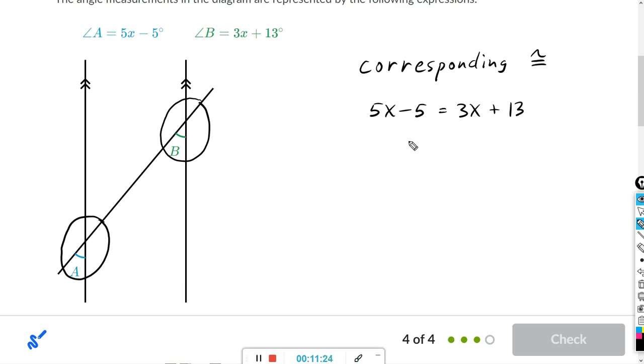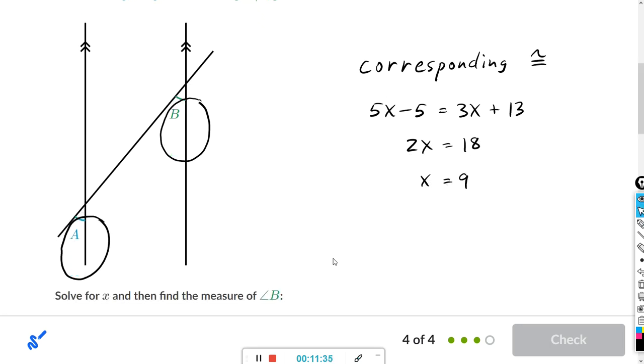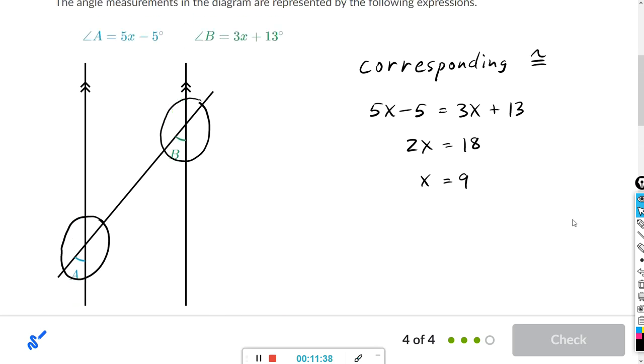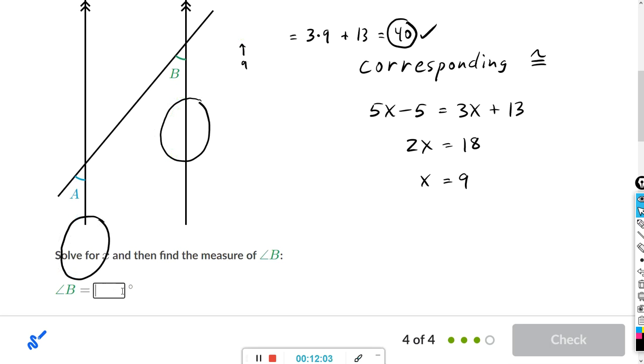Solving for x, I get 2x equals 18 and x equals 9. You take that 9 and plug it in. They're asking for the measure of angle B. So you put the 9 right in there in place of x. That's going to be 3 times 9 plus 13. 27 plus 13 is 40. Final answer. Just click on the box and type 40.